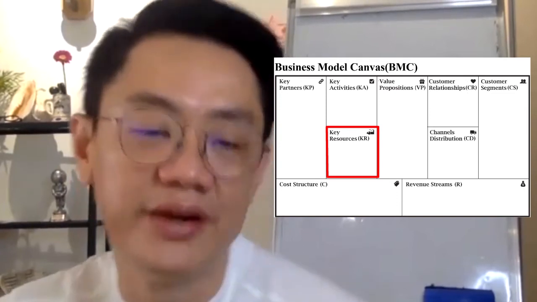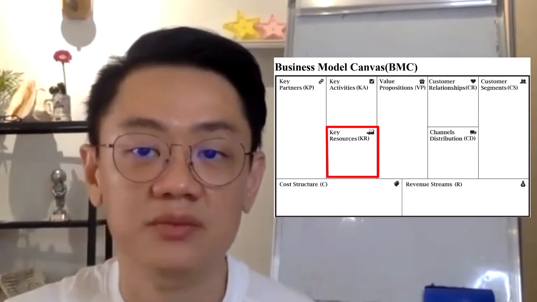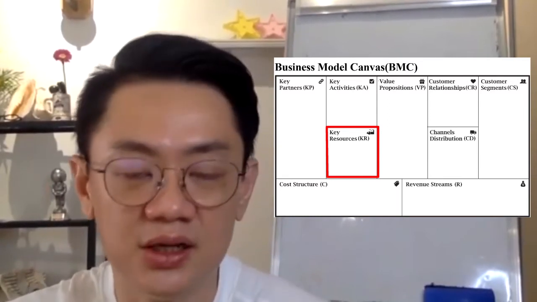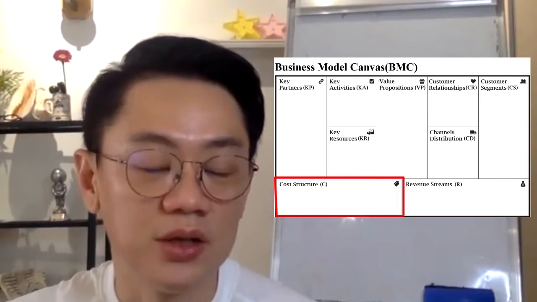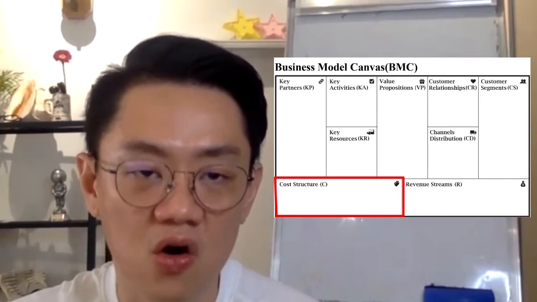Financial resources are rather straightforward. The flow of funds, the source of income. Lastly, the human resource represent your people, your talent, the employee, the key employee. The last one of the BMC block is C, cost.